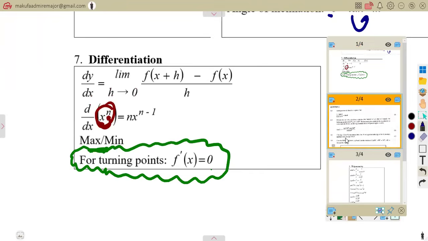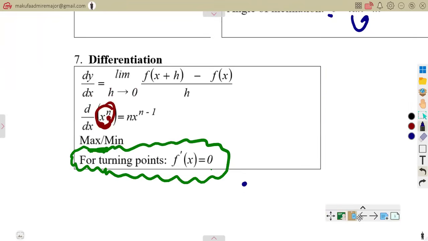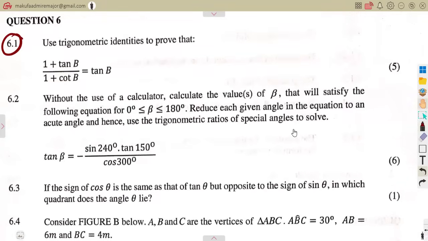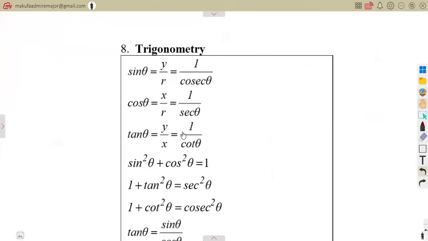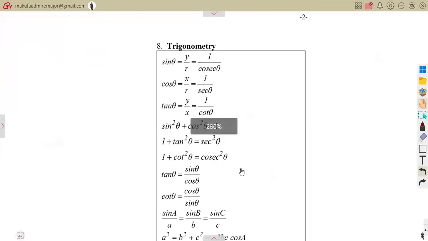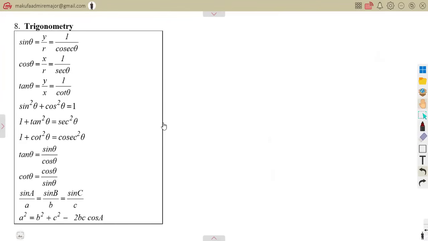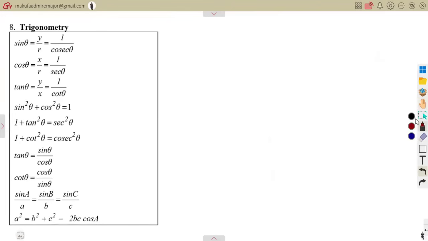All right, let's consider another part of our question, which was question 6. 6.1, use the trigonometric identities to prove that these two are equal. Using your trigonometric identities, and this is what you have on your trigonometry. So I'm just going to work it here so that we can relate quickly to what we are given.